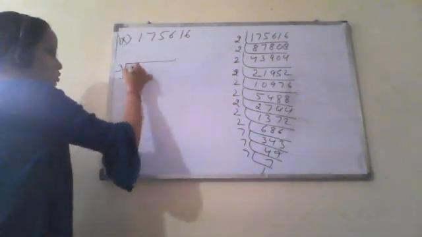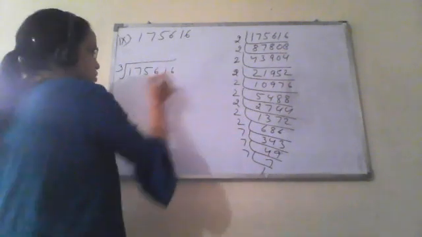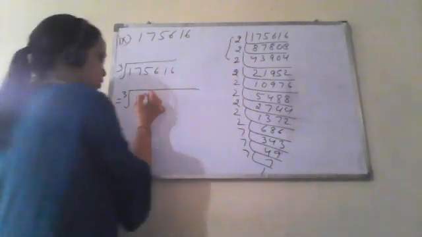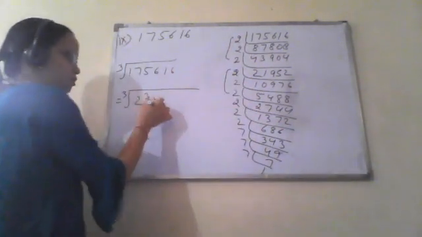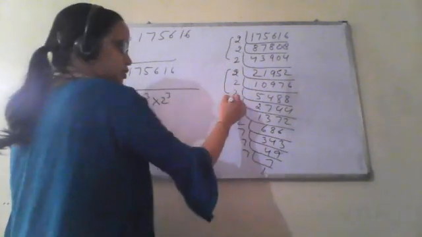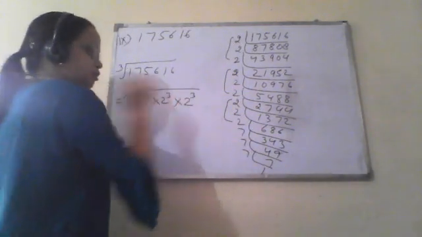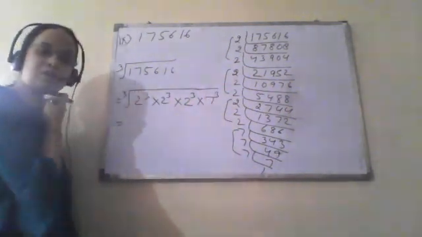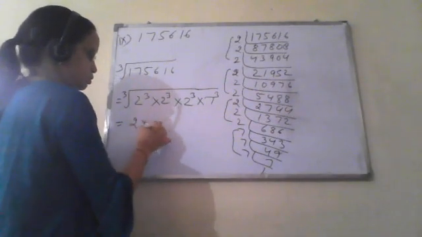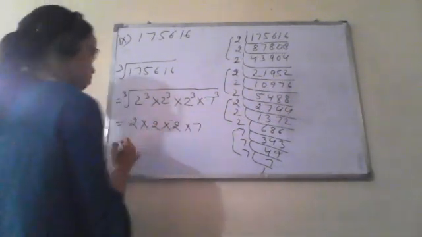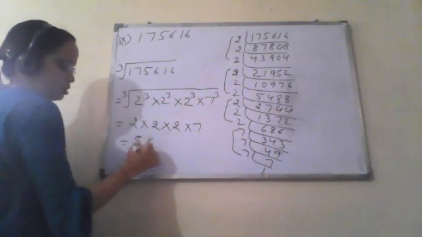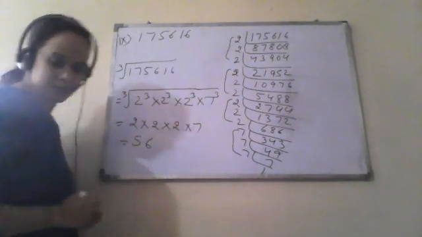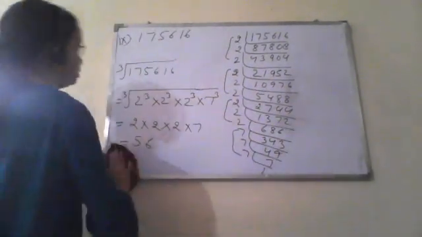So cube root of 175616 will be triplet of 2, 2 to the power 3. This is again a triplet of 2, 2 to the power 3. This is a triplet of 2, 2 to the power 3, and triplet of 7. So that is 7 to the power 3. So from each triplet we will take one number out. So it will become 2 into 2 into 2 into 7. So answer will be 56. Okay. So the cube root of 175616 is 56. Now last part of this question, 10th part.